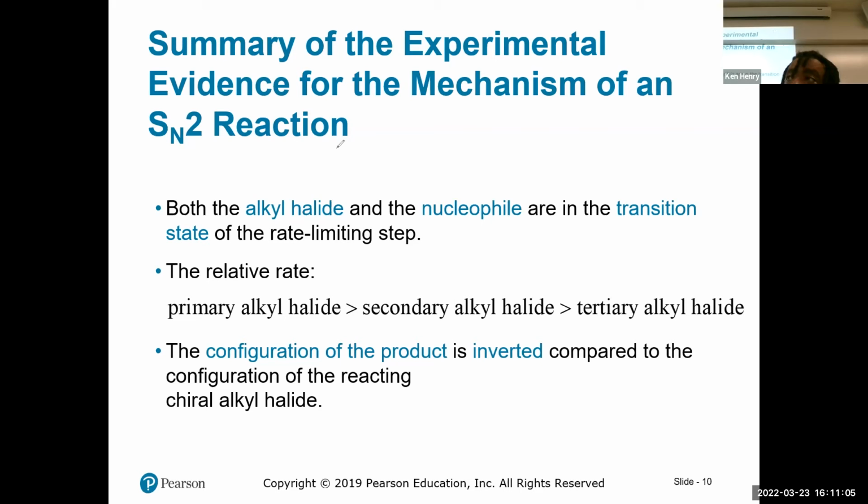So if we look at the relative rates, if the alkyl halide is a primary halide, that's going to be faster than in the case of a secondary halide. And then secondary halide is going to be faster than a tertiary halide. And that's dealing with proximity, right? If it's at the end, it's a lot easier to get to than if it's somewhere in the middle. And then if you have things that are branching off, it's harder to get to. And in all of those cases, we're going to get the inverted orientation. So if it's an S, it's going to be an R.